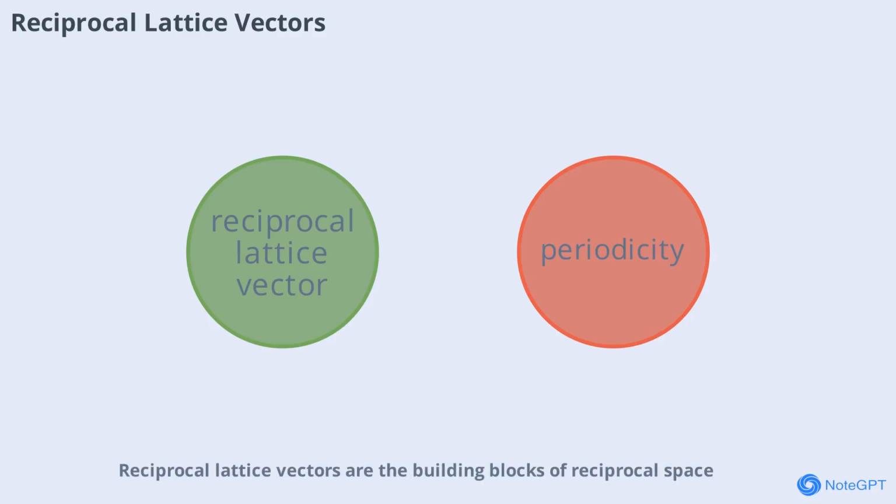Reciprocal lattice vectors are the building blocks of reciprocal space. They are mathematically derived from the real lattice vectors of a crystal and define the periodicity in reciprocal space. Each vector points to a specific set of planes in the crystal, and their lengths are inversely proportional to the spacing between those planes. Mastering reciprocal lattice vectors is essential for anyone working in crystallography or materials science.